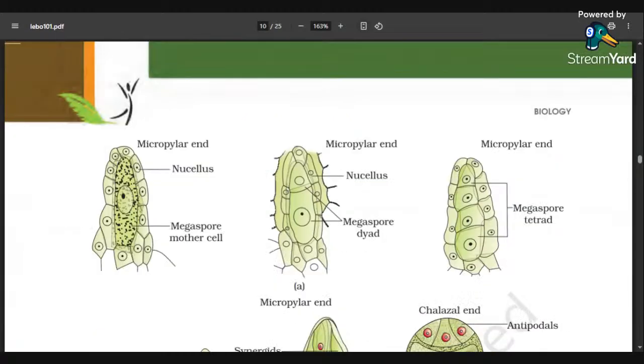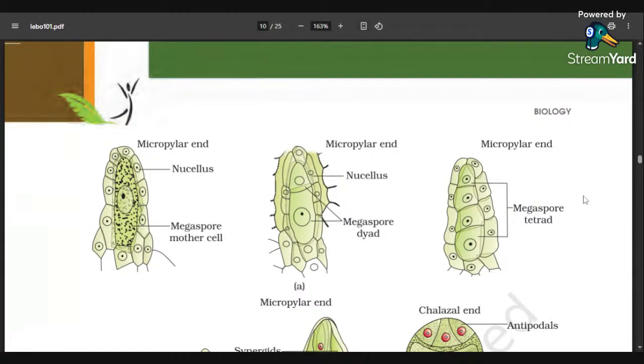Of the nucellus. It is a large cell consisting of dense cytoplasm and a prominent nucleus. The MMC undergoes meiotic division. What is the importance of the MMC undergoing meiosis? Meiosis results in the production of four megaspores.